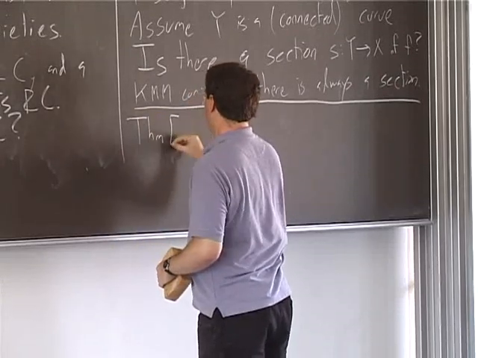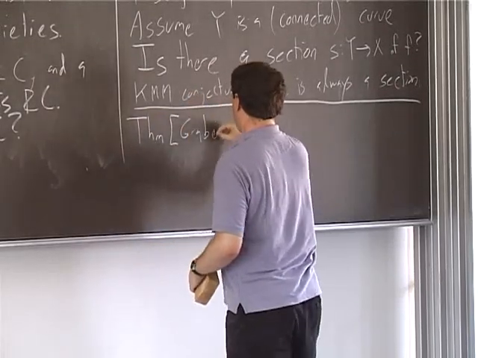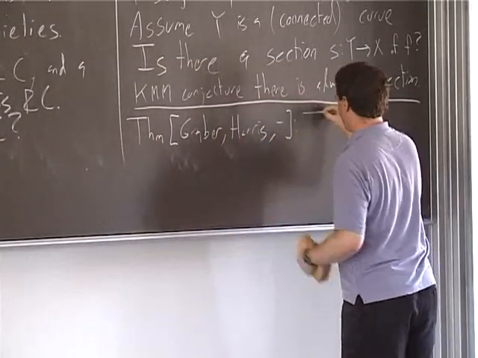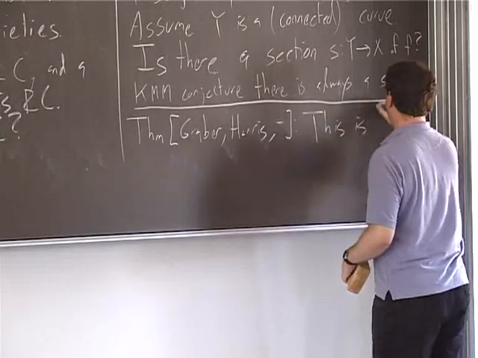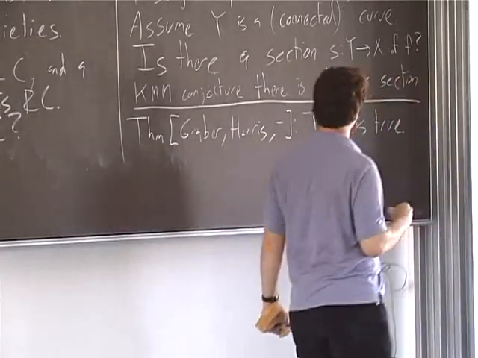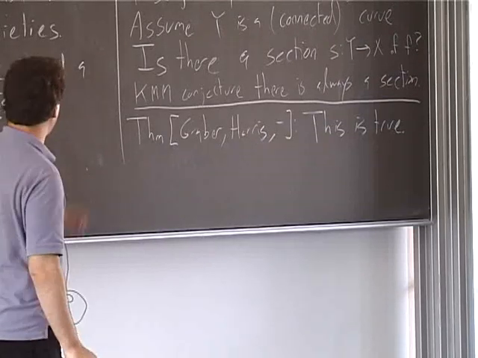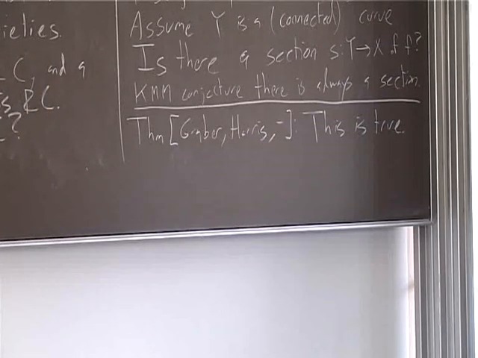Tom Graber, Joe Harris, and I proved this a while ago. I want to tell you about the proof, which, as with the theorems in this area, turns out to be fairly simple once you have the basic elements of the proof. But first, let me tell you a few of the consequences and then sketch the proof.